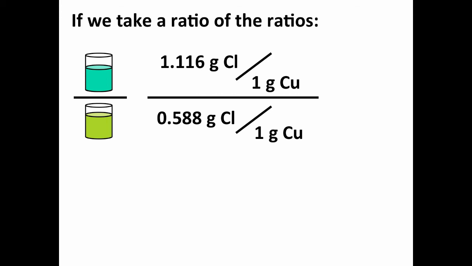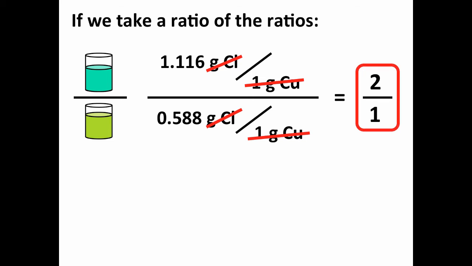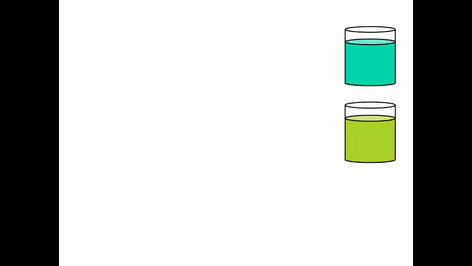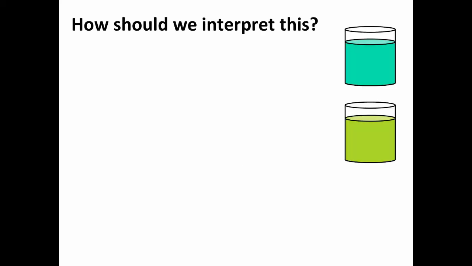And with this ratio of ratios, notice we can cancel out grams of chlorine and grams of copper, and so we have a ratio of 1.116 to 0.588, which is 2 to 1. And so what ends up happening is that we find the aqua blue compound has twice as much chlorine by mass as the green compound for the same amount of copper. So that's what this ratio of ratios means. And how would we interpret this?